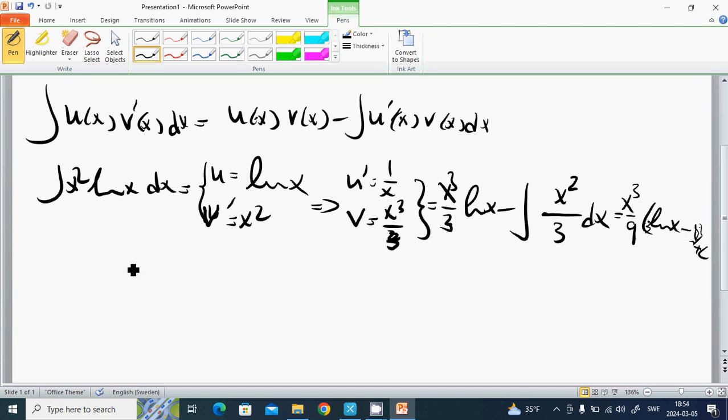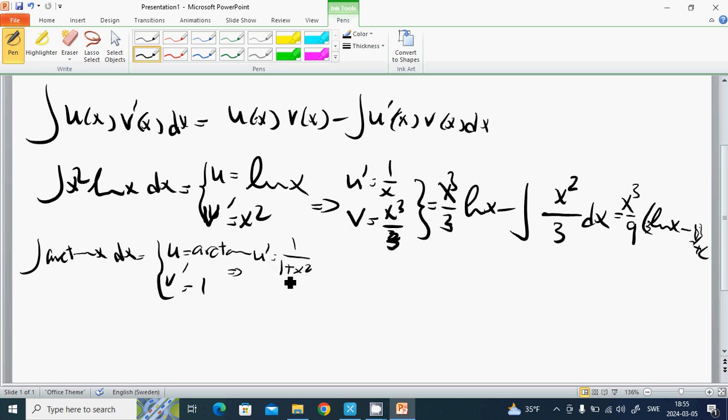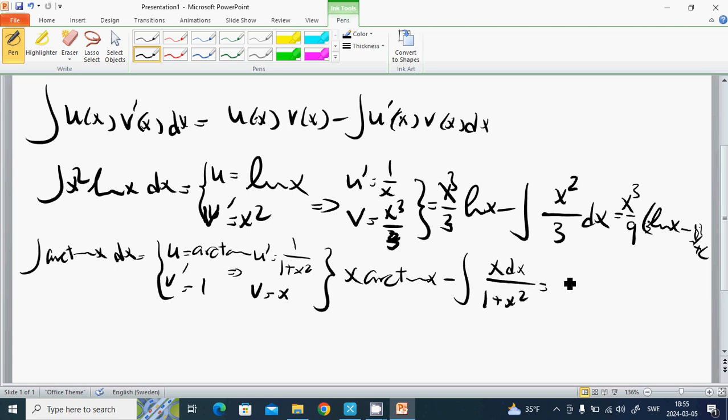Another example is the integral of arctan x dx. Then we have u equals arctan x and v' equals 1. Then u' is 1 divided by 1 plus x^2, and v is x. Then uv is x arctan x minus the integral of x dx over 1 plus x^2, which is x arctan x minus half ln(1 plus x^2) plus c.